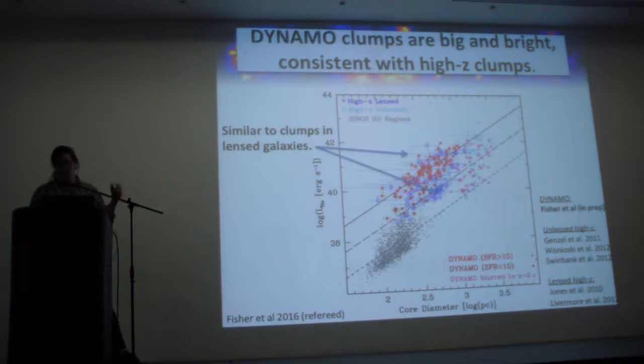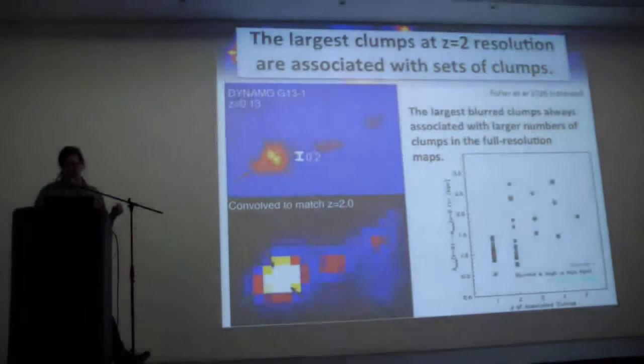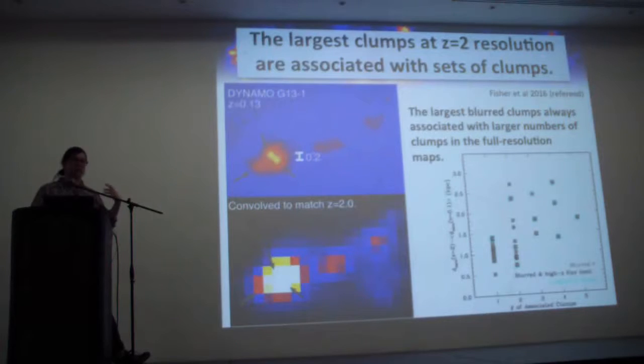What we can do with DYNAMO that's harder to do with lenses, because we are not dealing with the complexities of lens maps, is we can just take those blurred out maps I showed you before, and remeasure the sizes and luminosities and directly compare that to high redshift galaxies. And we found that if the beam size is basically the same, we recover the same luminosity and the same distribution of luminosities and sizes of the high redshift clumps. So I think this is all consistent with this picture, that these are basically the same sort of systems that we're looking at.